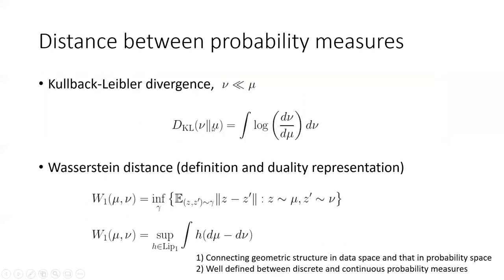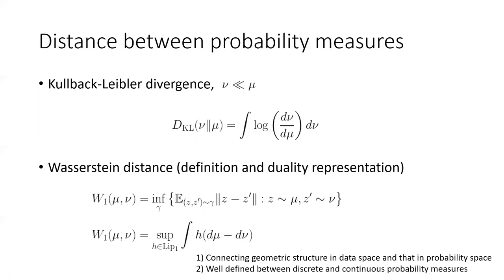The KL divergence by definition is this. And the Wasserstein distance we used in theorem one is defined here. Actually, this means the Euclidean norm. By definition, the Wasserstein distance between mu and nu minimizes over the couplings between the probability measures mu and nu, such that this quantity is minimized. By doing so, we can see that we establish a connection between the geometric structure in the probability space and that in the data space. Because here, W1 of mu and nu measures the distance between two probabilities. However, here, z minus z prime measures the distance between two data points.